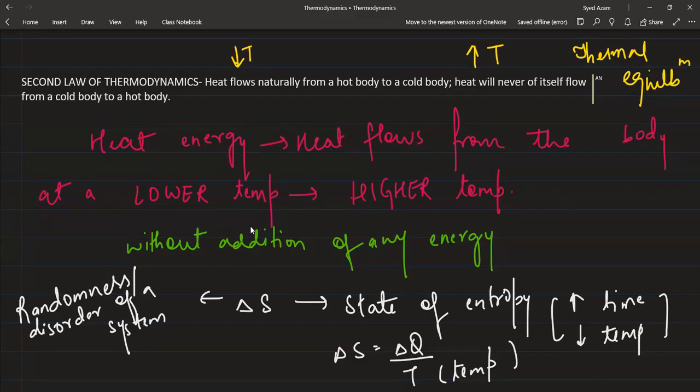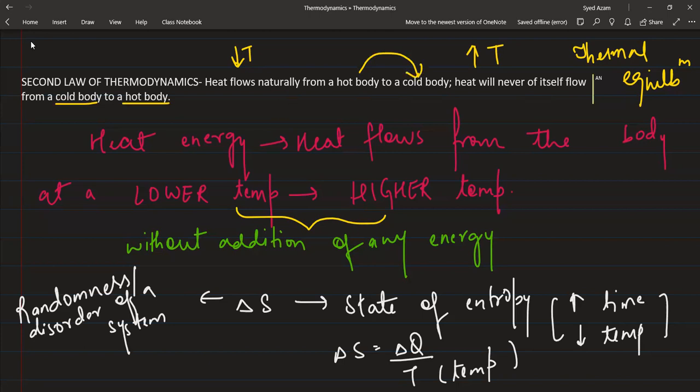The condition is that without addition of any energy, the heat will only be flowing. So from where will it flow? From a cold body to a hot body. Whichever has a lower value of temperature, it will flow to the higher value of temperature. Okay, so the second law of thermodynamics says heat flows naturally from a hot body to a cold body. Heat will never of itself flow from a cold to a hot body. Always it will move from lower to higher.